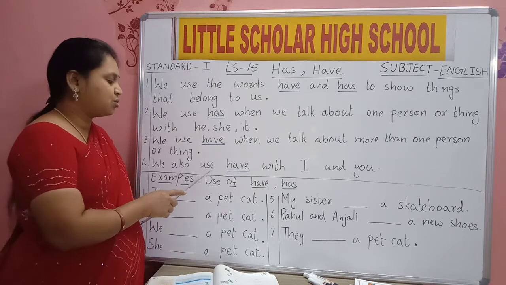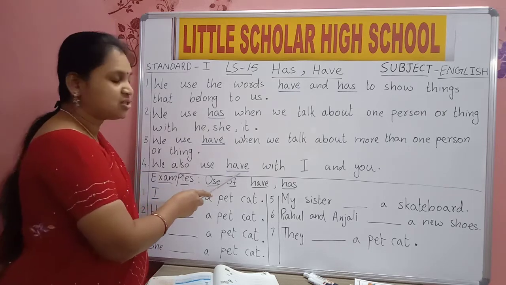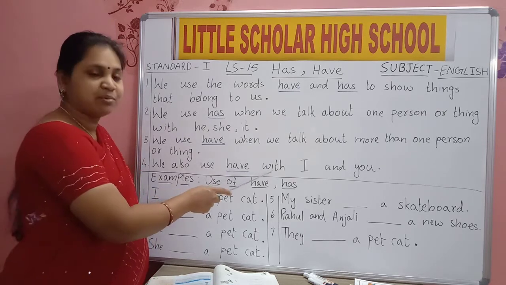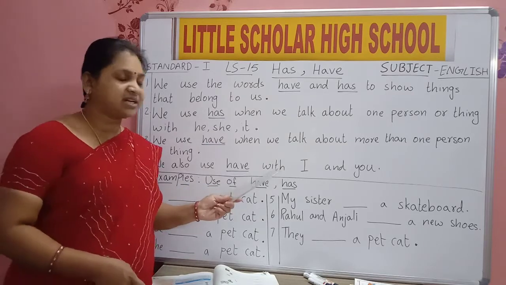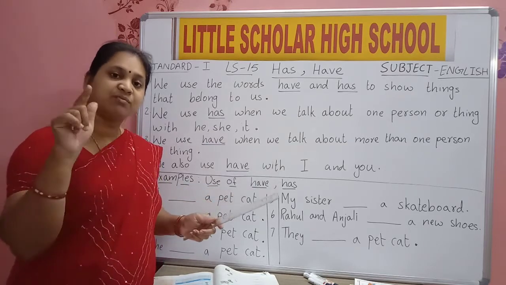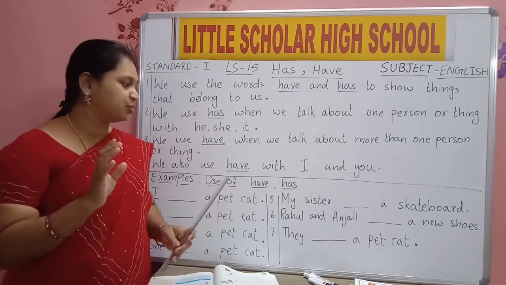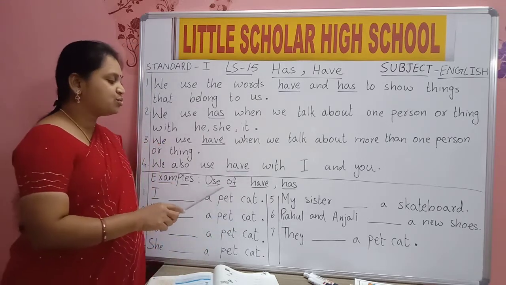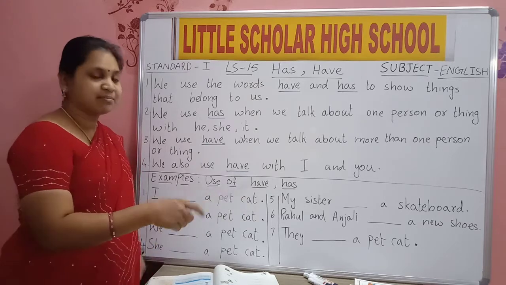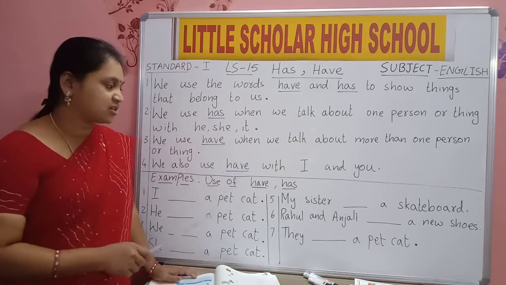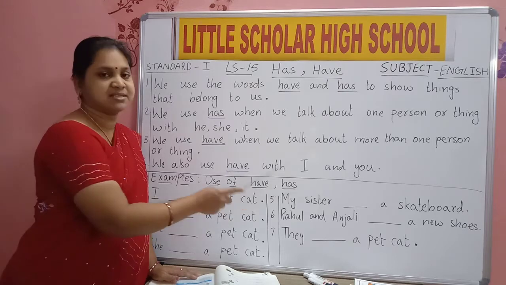We also use have with I and you. We use have with I and you. Now, examples of the use of have and has. Here some dashes are there. You should fill these dashes using have or has.